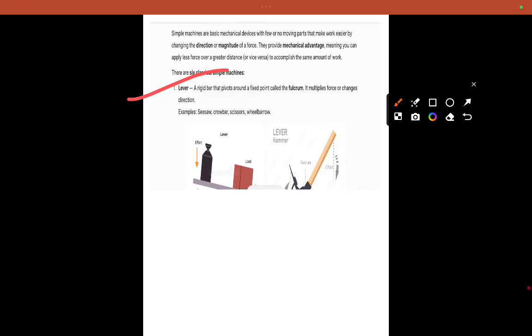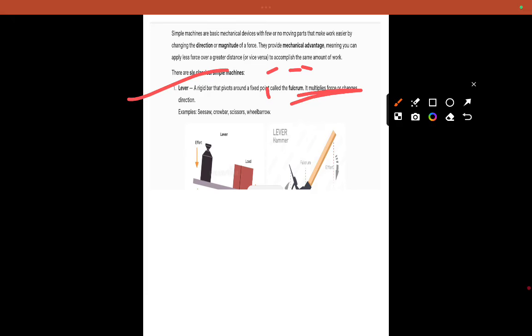One is the lever, and this you know very well. When a tire gets punctured, the mechanic uses a lever to remove the tube from the wheel by placing some levers. So that is the lever. A lever is a bar that pivots around a fixed point that we call the fulcrum. It multiplies force or changes the direction.